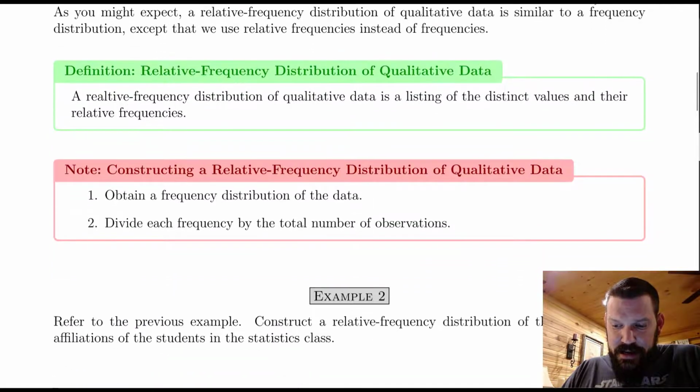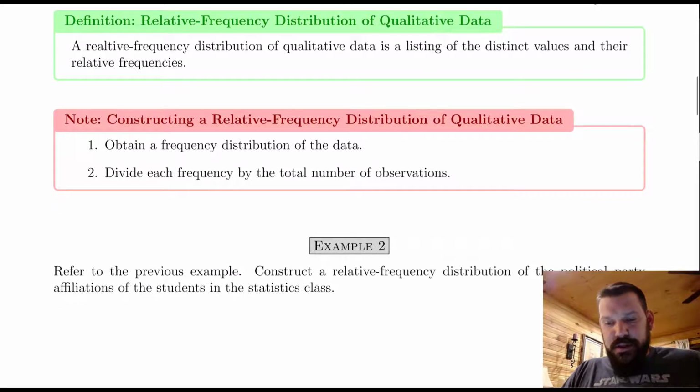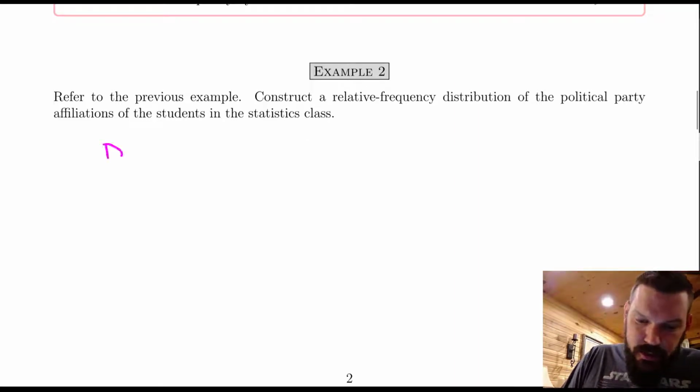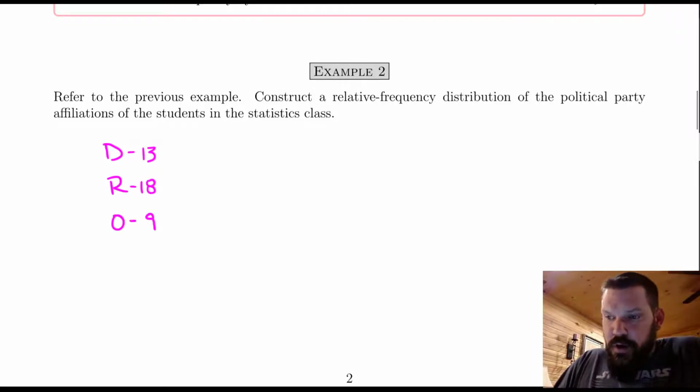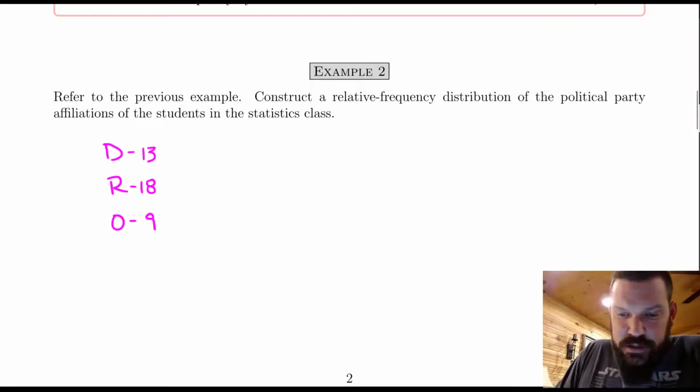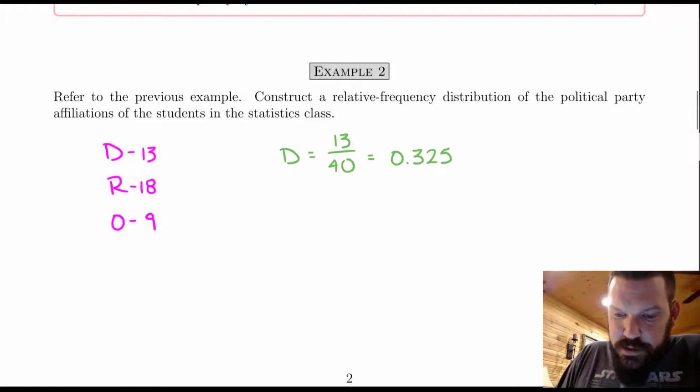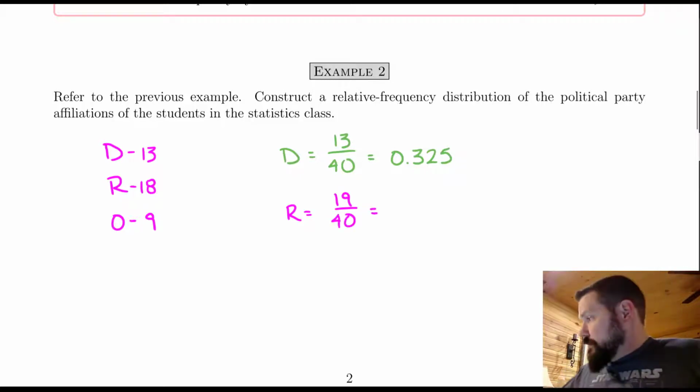So we're going to obtain a relative frequency distribution of the political party affiliations from example 1. And if I recall, we had Democrats was 13, Republicans were 18, other was 9. So when we compute the relative frequency for Democrats, it's 13 over 40. That one was already done for us. It was 0.325. With Republicans, it's 19 out of 40. And I'm going to type that in real quick.